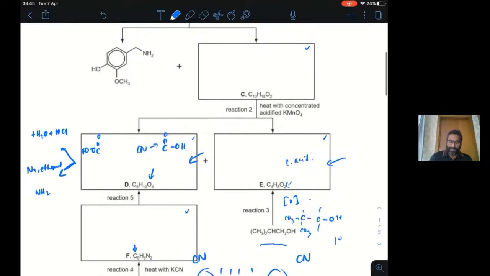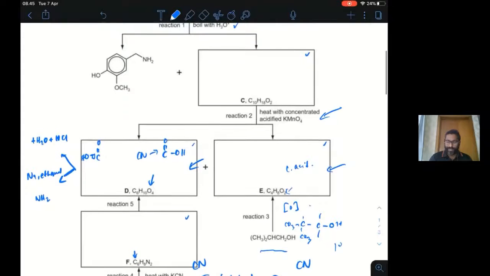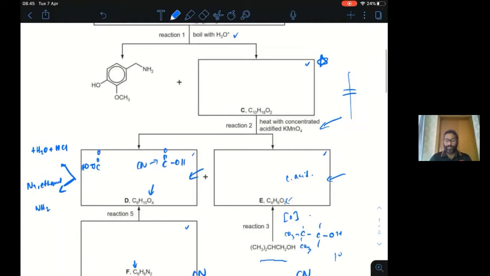Then they actually started to heat with concentrated acidified KMnO4. So when something is heated with concentrated acidified KMnO4, the bond that is broken must be a double bond. If you have two products, definitely this is not a simple oxidation, it's going to be breaking of double bond. So I end up spending a lot of time figuring out what is this and so on, okay?